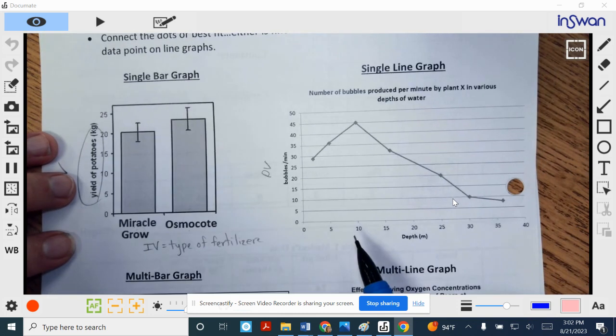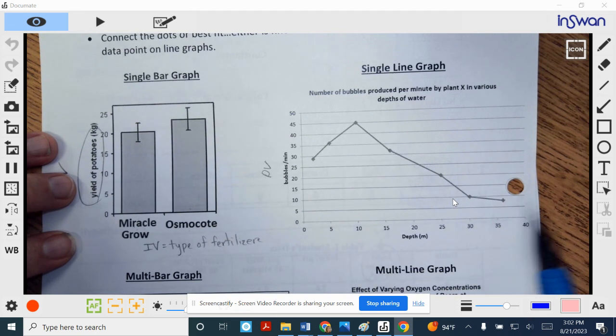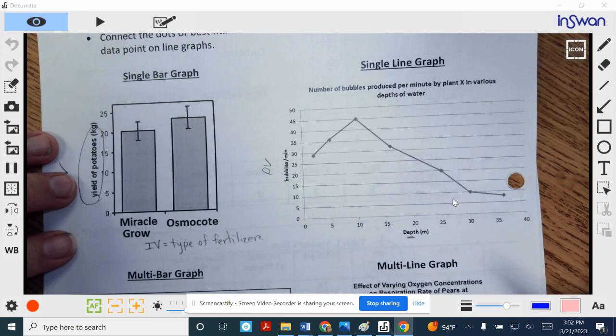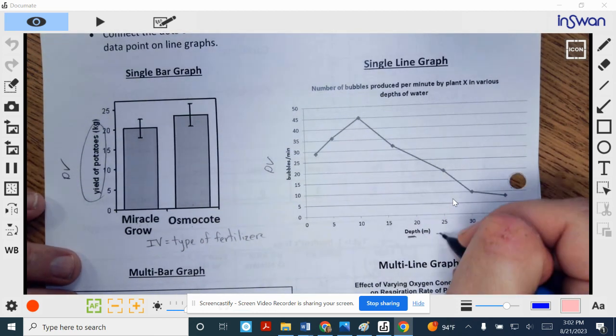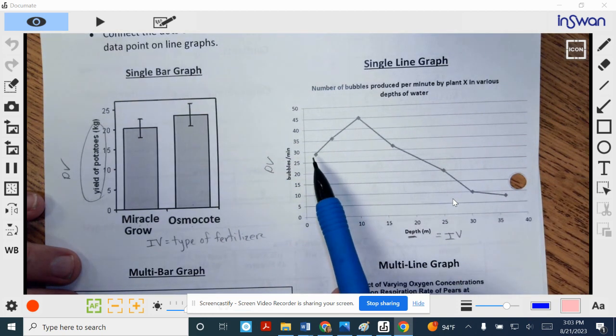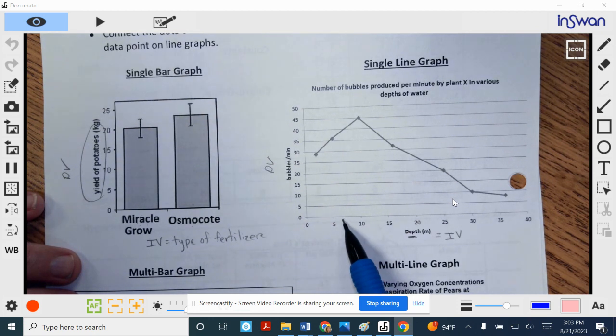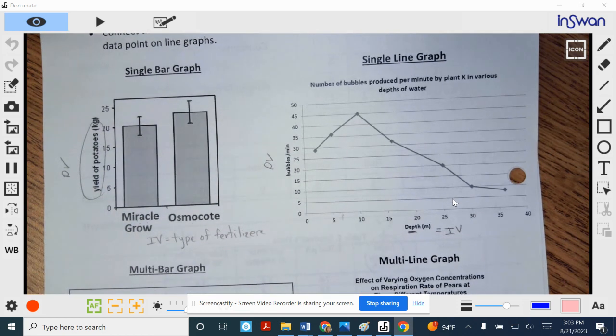Over here, if I said what is the IV, and this is just a single line graph, then here it is right here. It looks like the depth of water in which a plant is placed. So the depth at which the plant was placed equals the IV. That's what we decided. We were going to put a plant here at like 2.5 meters, and we're going to put one at this distance and so on, and then we'll count the number of bubbles. So that would be my dependent variable.